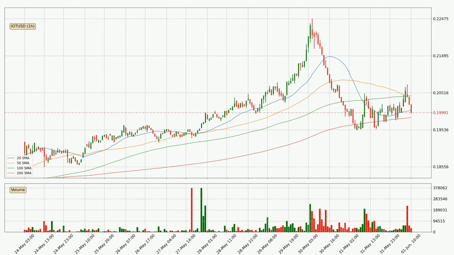Jumping to the hourly simple moving averages, the price crossed the 200 SMA upwards, but the volume wasn't very high, which means it is not a very strong signal. At the moment, the price is between the 200 and the 20 SMA. If the price bounces off the 200 SMA, which is currently at 19.9 cents, it could be seen as a support, and the 20 SMA that is at 20.1 cents could be perceived as a resistance to the upside.